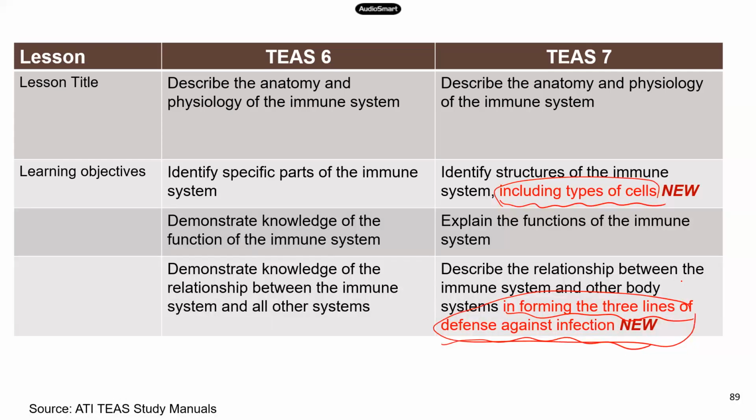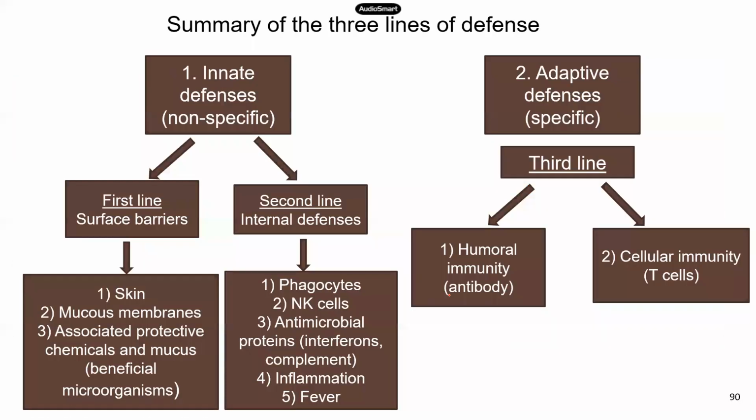All right. Now, when you look at the learning objectives, it's very similar to other body systems. You have to know the specific parts of this particular system and the functions, right? And then the relationship between this particular body system, which is the immune system, and other body systems, how they work collectively to achieve protection of our body from pathogens or any other foreign invaders that could potentially harm us.